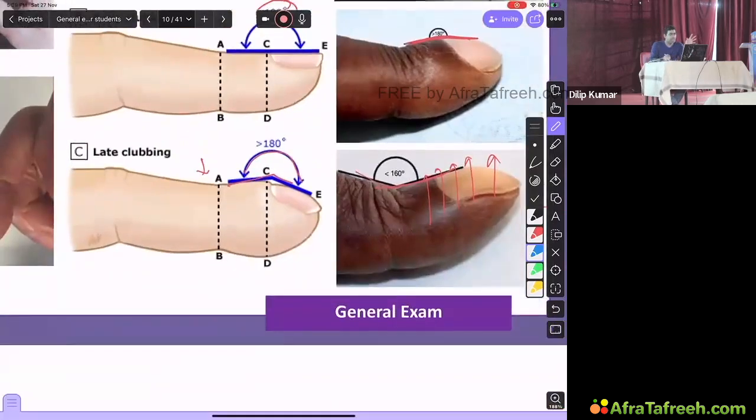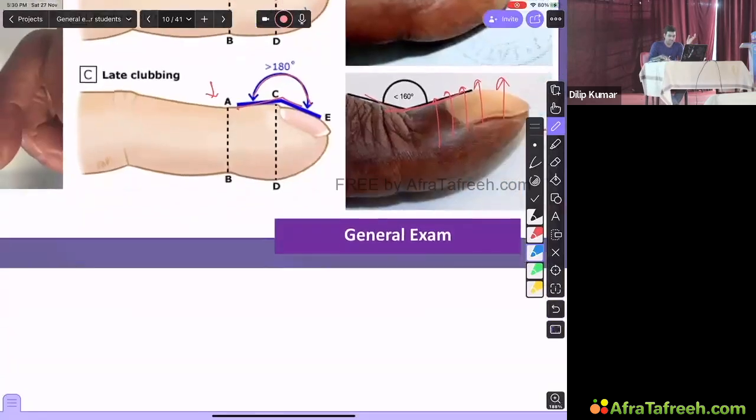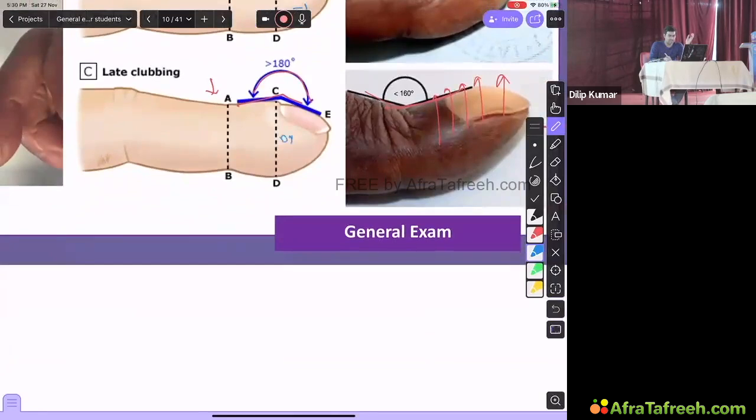But in early clubbing, that ratio becomes approximately equal to 1 because the DPD proliferates. That's because of proliferation of connective tissue, the distal phalangeal diameter increases. In late stages of clubbing, the DPD diameter is actually increased more than the IPD diameter. So the ratio will become more than 1. So in early clubbing it is equal to 1, in late clubbing it becomes more than 1. So that is the DPD-IPD ratio.